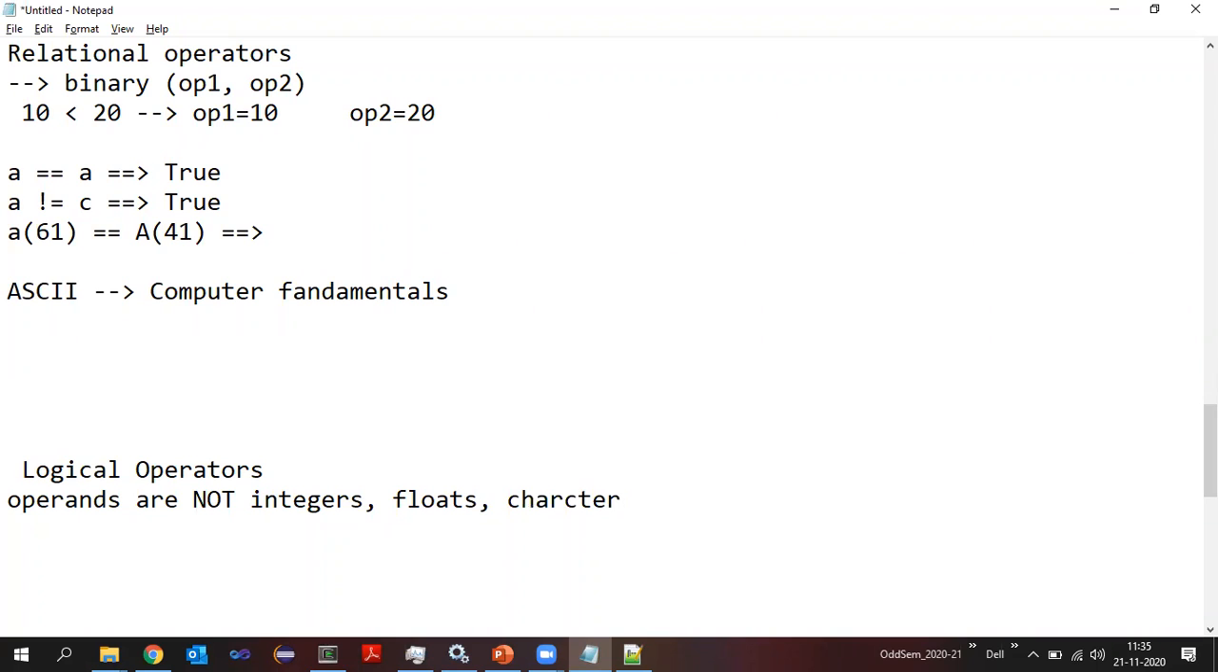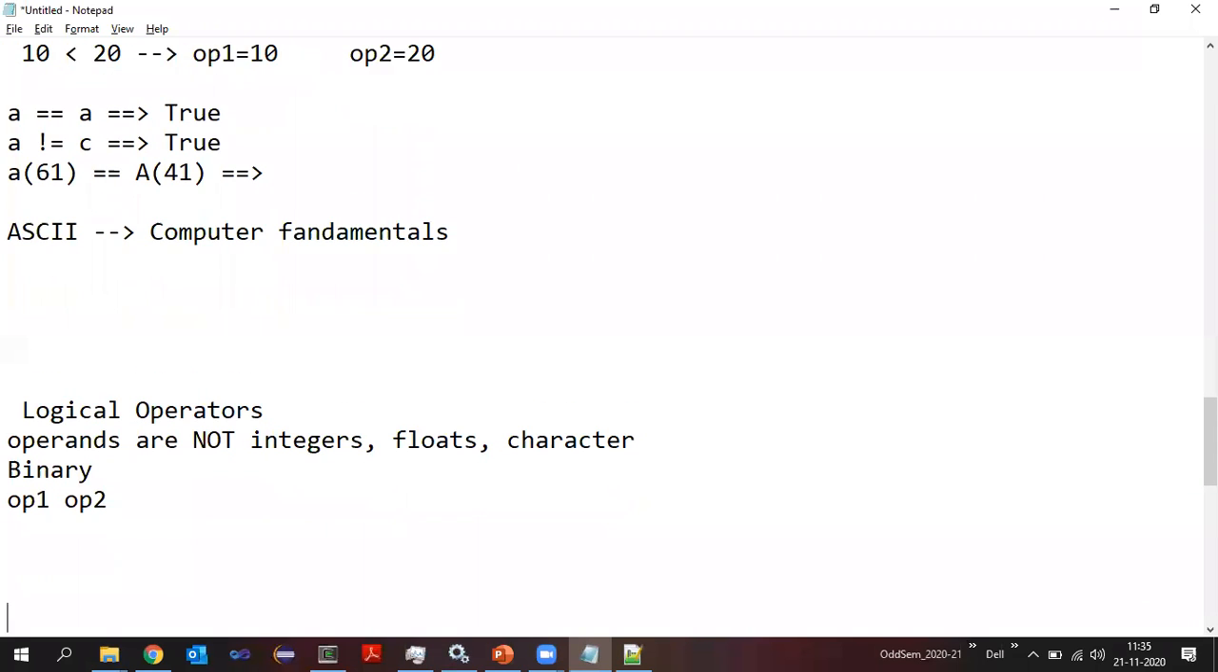Means what? In order to operate these logical operators, the operands we require are not integer values, float values or character values. They are something different. We call them true or false values. They operate upon true or false values. Again, these logical operators are binary operators. Binary means it requires two operands, operand 1 and operand 2.